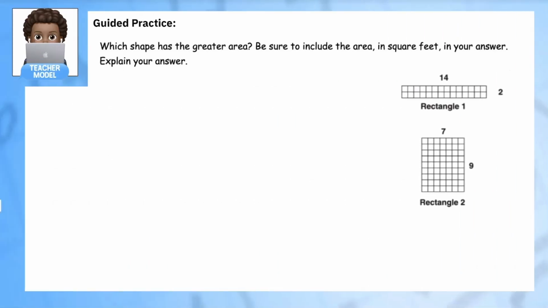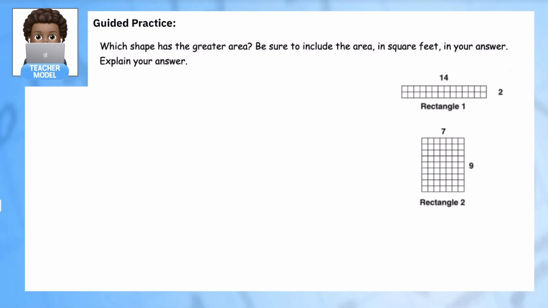All right, and here's your guided practice. Which shape has the greater area? So which one is covered by more tiles or has more tiles in it? Be sure to include the area in square feet in your answer and explain. Hit pause and get to work.